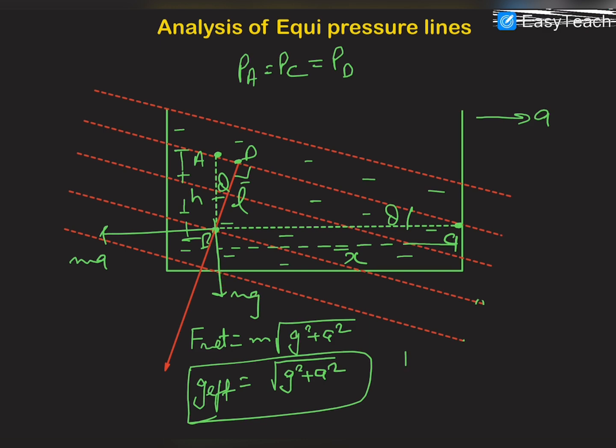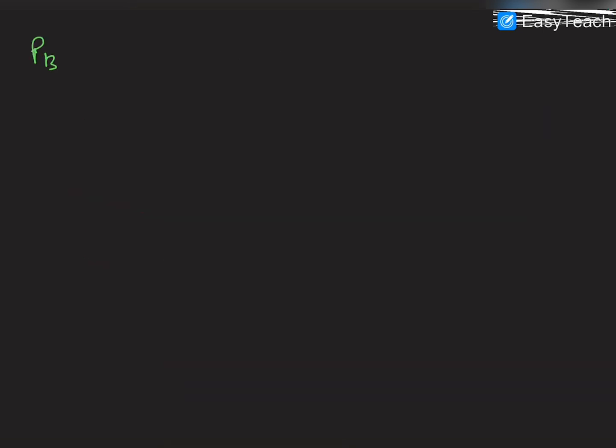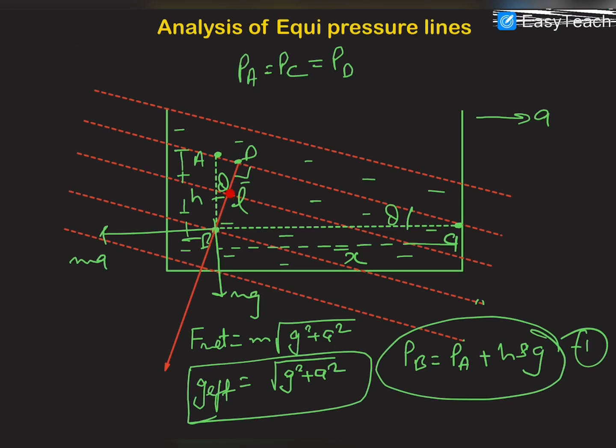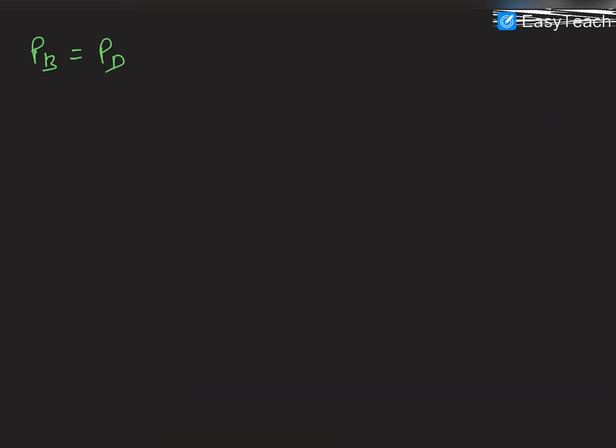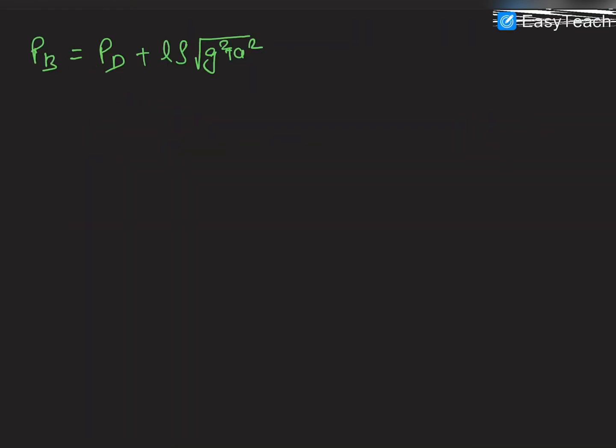So we can write down that pressure at B will be equal to pressure at A plus h rho g. This is the first equation. Okay, and again if we write down the pressure at B by D, pressure at B will be equal to pressure at D plus L rho into g effective, where we consider this length to be L. G effective will be under root of g square plus a square. And we know that obviously pressure at B should be the same by these two formulas.